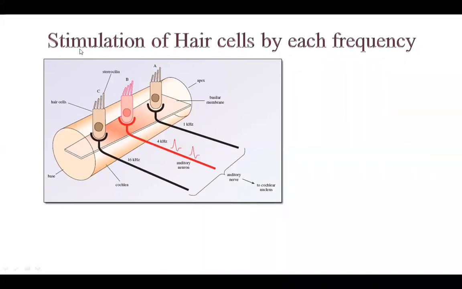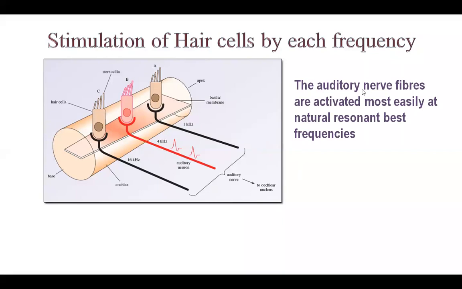Similarly, we can discuss the stimulation of hair cells depending on the frequency. Now, in this diagram, a 4 kilohertz sound wave has reached the footplate of the stapes. That will cause this section of basilar membrane to vibrate, because of which these hair cells will get stimulated, and then the efferent fibers will carry the electrical signal. So I can say the auditory nerve fibers are activated most easily at their natural resonant best frequencies.